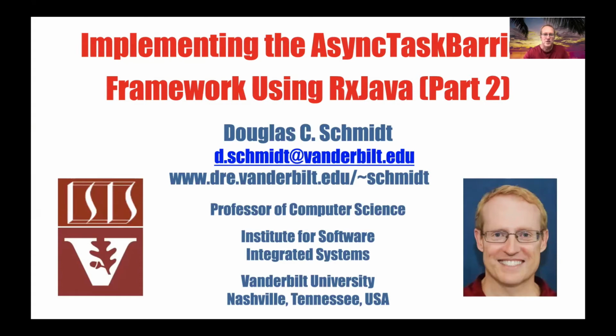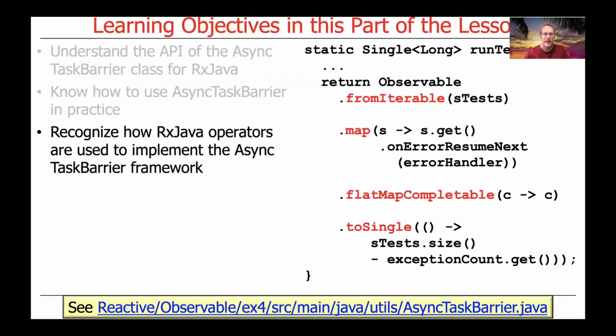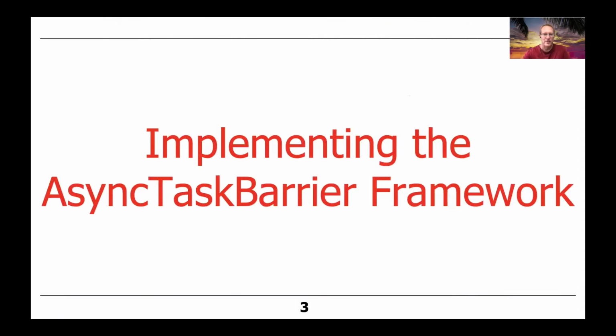So the second part of this discussion is going to take a look at how to implement the AsyncTaskBarrier framework. We looked at its API before, and now we're going to talk about how we use various RxJava operators in order to implement the semantics of the AsyncTaskBarrier framework. And this actually turns out to be surprisingly complicated. It took me several hours today to figure out all the different nuances to get it to work just right. So I'm going to walk through that.